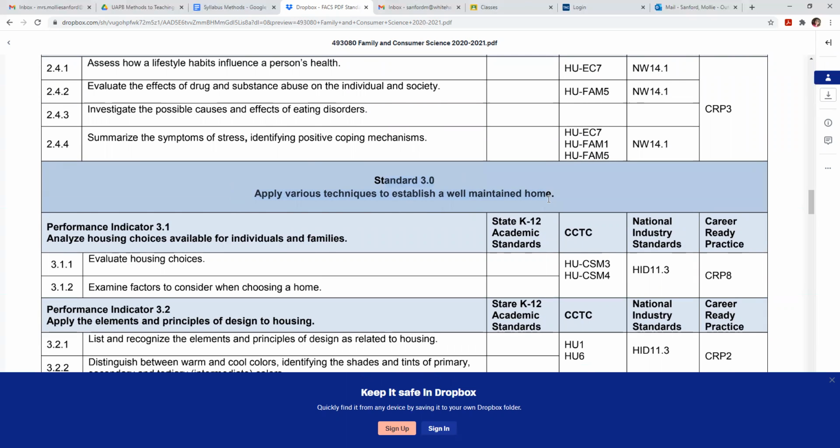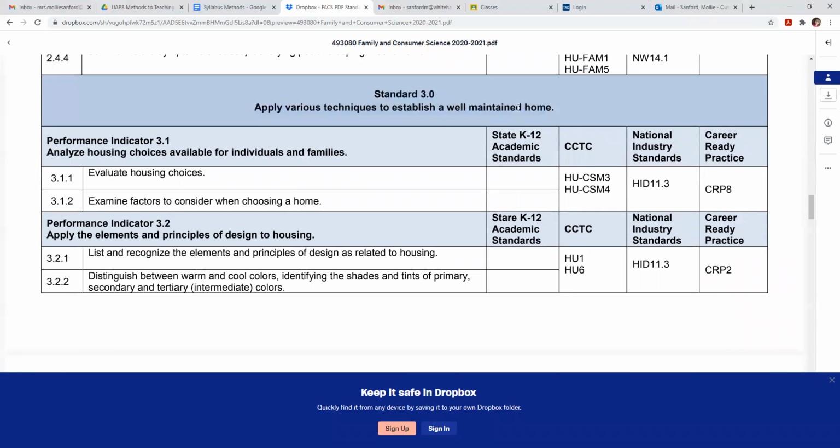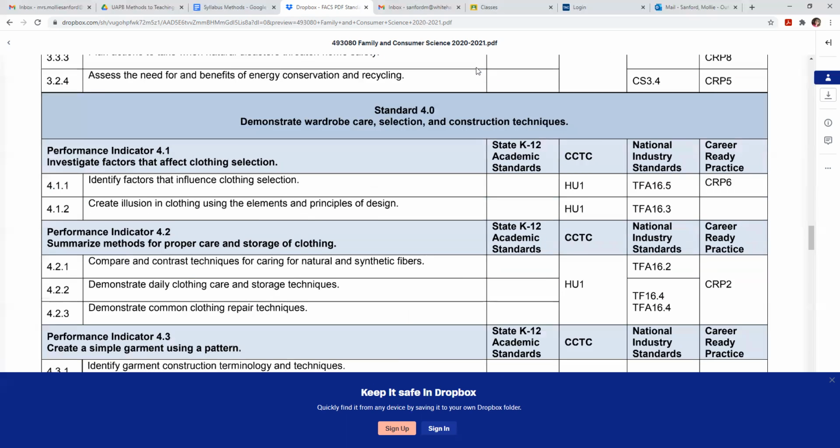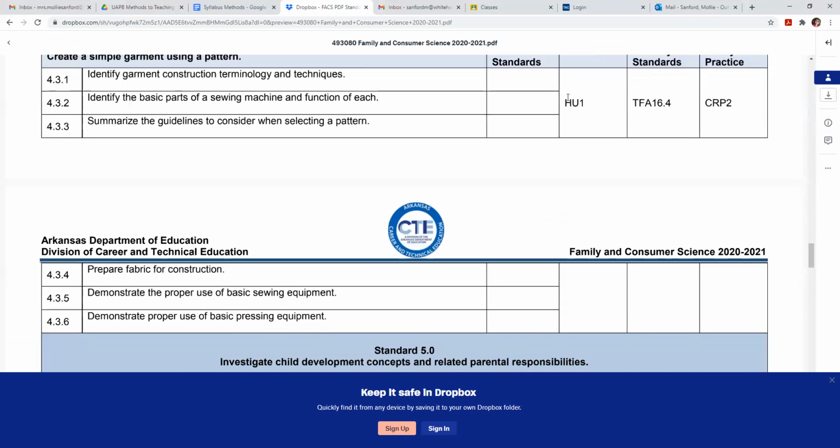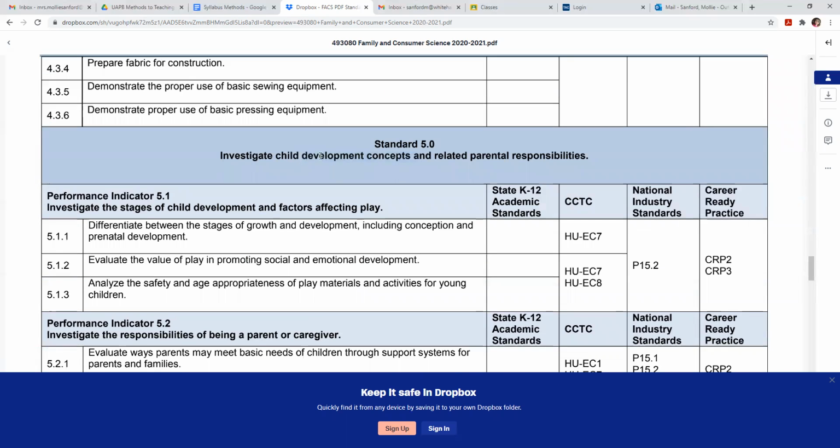This is establishing a well-maintained home, which is basically, most people call it the housing unit and the housing and interior design unit. 4 is the clothing unit, where you would talk about sewing, laundry, and you would eventually make some kind of clothing or sew with them in class in the lab. 5, that's the child development unit.